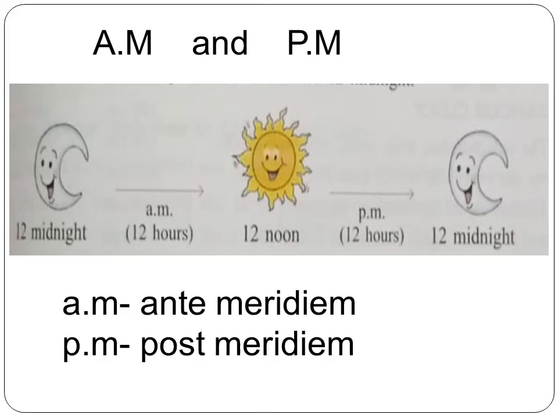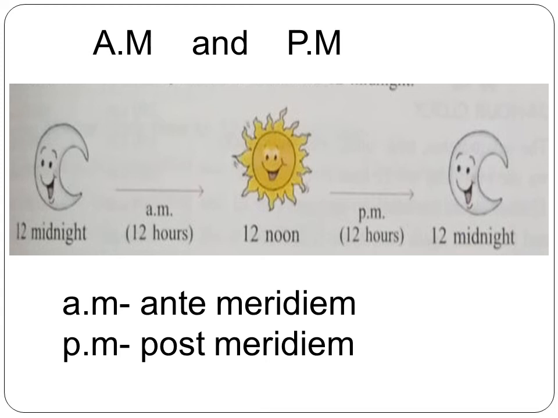Yes, let's start with a fresh topic, the concept of AM and PM. We know that a day has 24 hours. 24 hours make a day. Only 12 hours are shown on the face of the clock. So the day is divided into 2 halves.